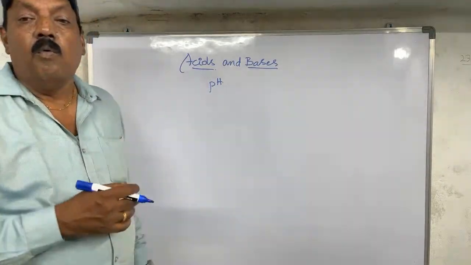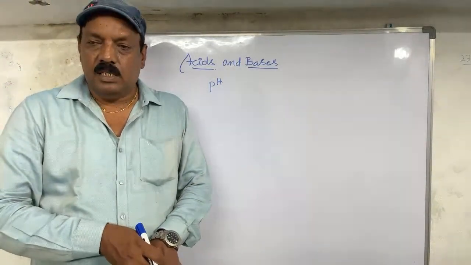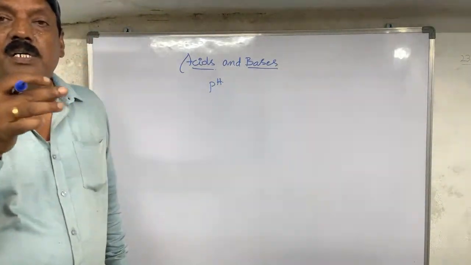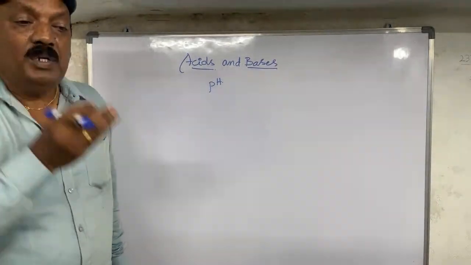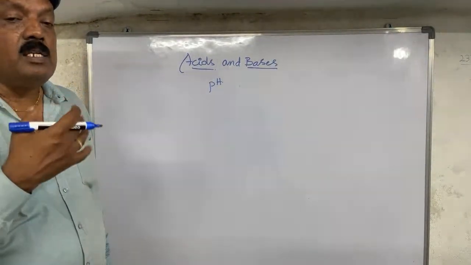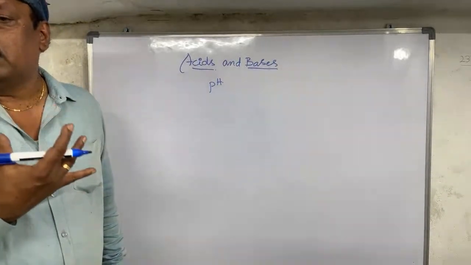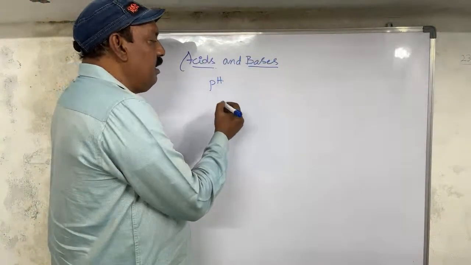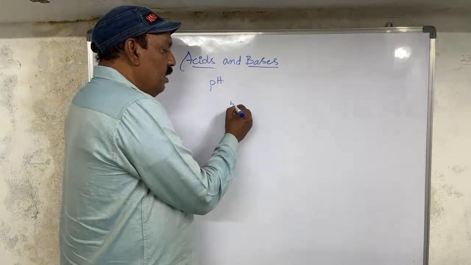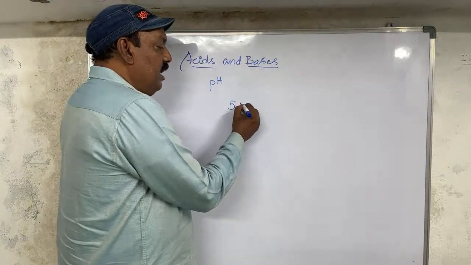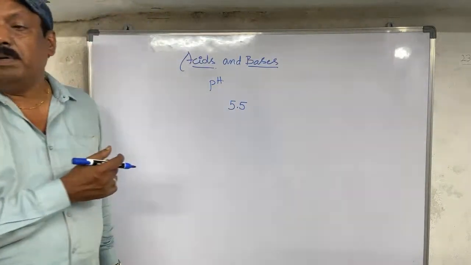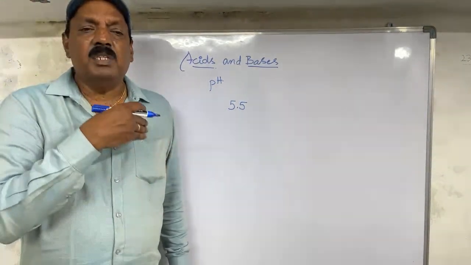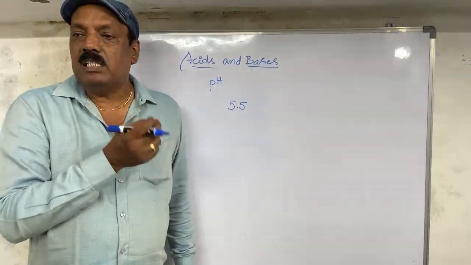Why do we have to study the pH scale and the pH values of different substances? Because according to the pH value only, we have to take food into our body. If the pH value is off, it will cause difficulties. For example, if the pH value in our mouth is 5.5, that means it is acid, because whatever reading is below 7 on the pH scale is acid.